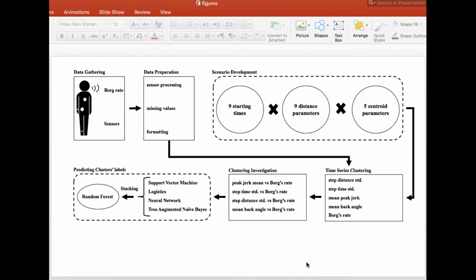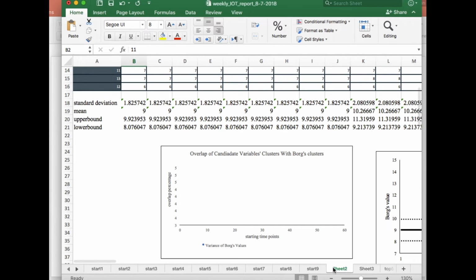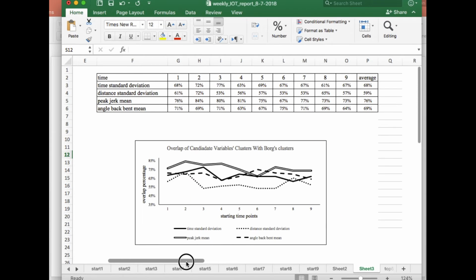So we picked the best 5 scenarios, in which jerk and Borg's rate have the highest overlap. Then we look at the overlap of the other clusters made by step time, standard deviation of time step, standard deviation of distance, and also the mean of the angle back. So if you look here, this figure shows the overlap of candidate variables, which are distance standard deviation, angle back bend mean, time standard deviation, and peak jerk mean.